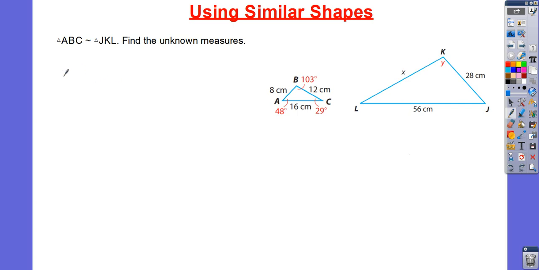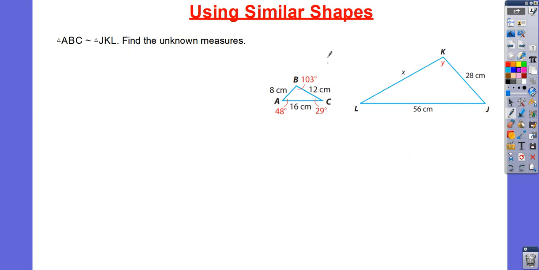Okay, so for today's lesson, we're going to actually use similar shapes. We learned about similar shapes in the last video and how to identify whether shapes are similar or not using corresponding sides and corresponding angles. So we have triangle ABC is similar to triangle JKL. Find the unknown measures. In order to find the unknown measures, I have to know that my corresponding angles are equal and that my corresponding sides are proportional.